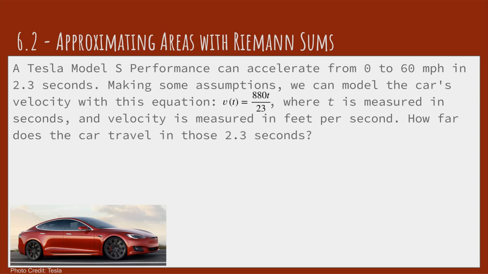So in this particular problem, we have a car that's accelerating. It's going from 0 to 60 miles per hour in 2.3 seconds. That is pretty fast. Making some assumptions, which aren't very good assumptions, and we'll talk about that in a little bit, we can model the velocity with this function right here. That's going to give us the velocity in feet per second at any given time after the car starts accelerating. And the question then is, how far does the car go during the 2.3 seconds that it is accelerating?